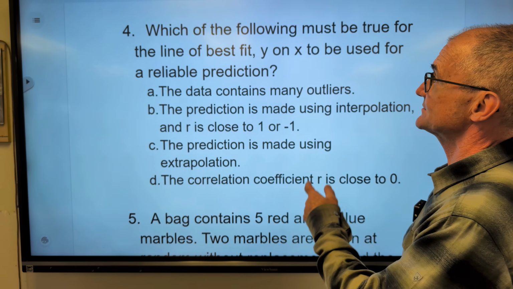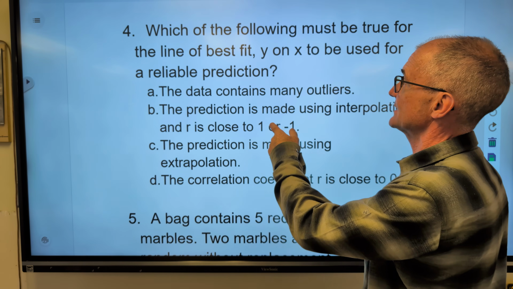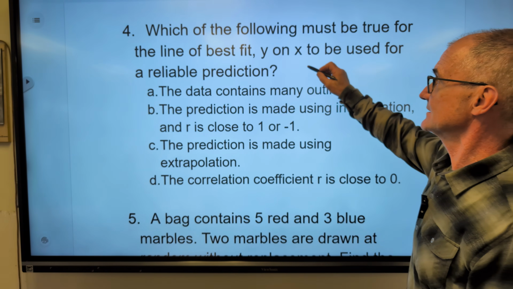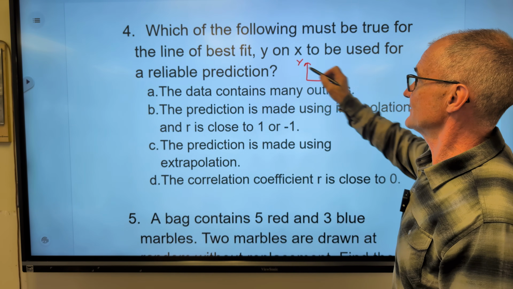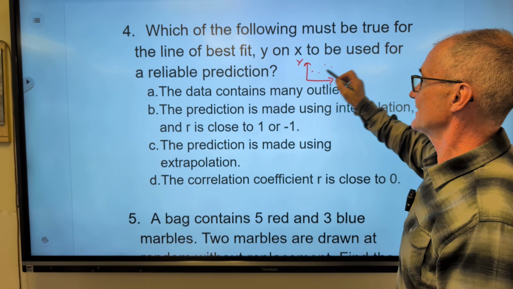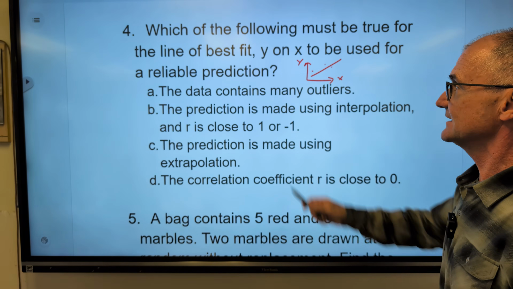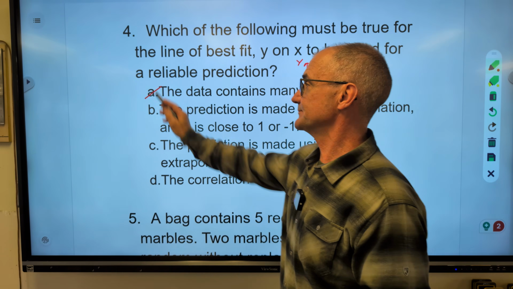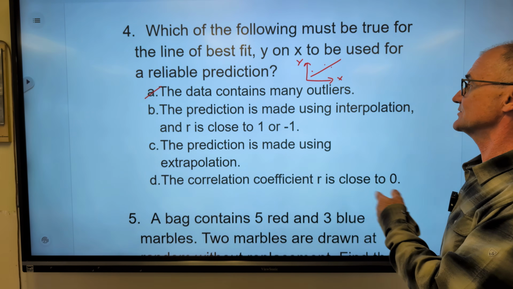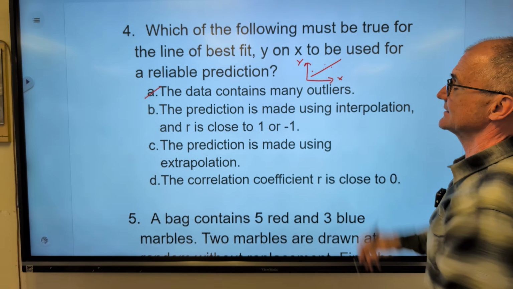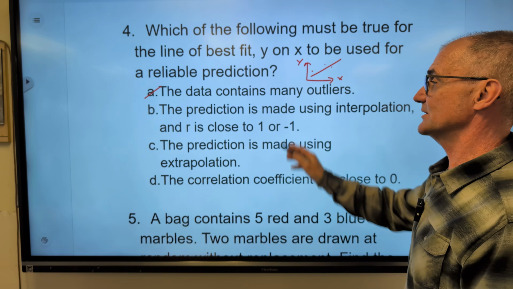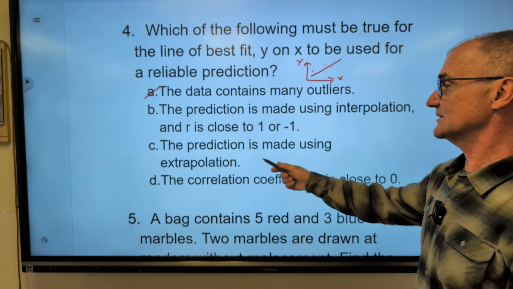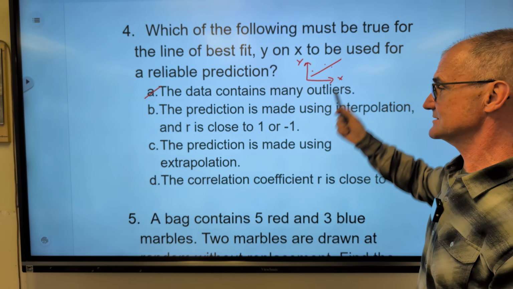Which of the following must be true for the line of best fit y on x to be used as a reliable prediction? So we're on bivariate data, y on x. I have my line of best fit like that. The data contains many outliers. That would mean poor fit. That can't be it. The prediction is made using interpolation. I'm inside of my boundaries, and the R is close to 1 or -1. That would be good fit. Let's read the other. Prediction is made using extrapolation outside of my boundaries. That can't be it.